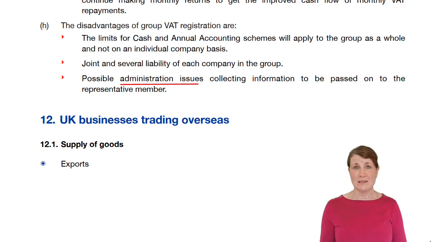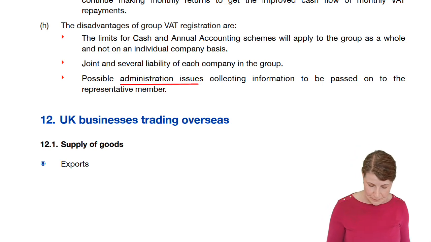That might be quite time consuming, and it might actually create problems if the other companies in the group are a little bit late sending their information through, and you're there, wanting to get this tax return done, and people are basically not playing ball. So that could be a bit of a problem.